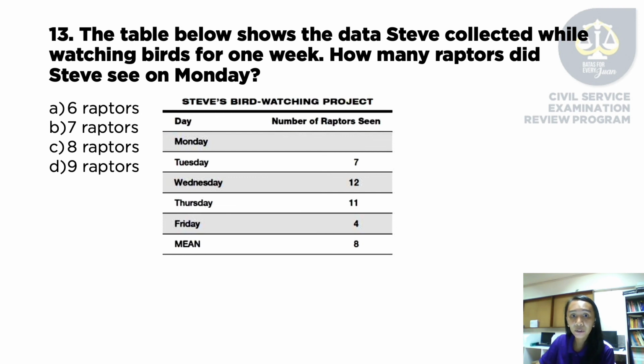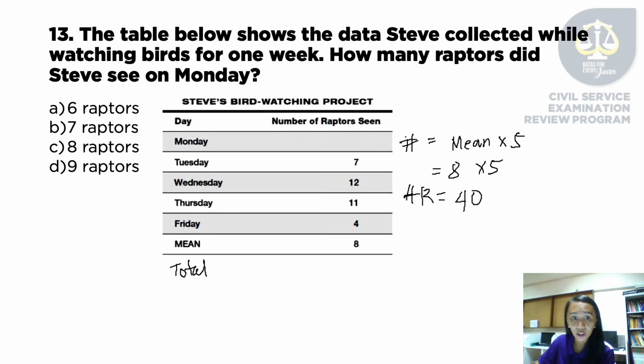Okay, so paano ba natin makukuha yung total number of raptors na nakita niya? So simply, the number of raptors would be your mean times 5, kasi meron tayong 5 araw. So, that would be 8 times 5. Ibig sabihin, yung number of raptors na nakita niya ay 40. Okay, so the total number of raptors na nakita po ni Steve ay 40.